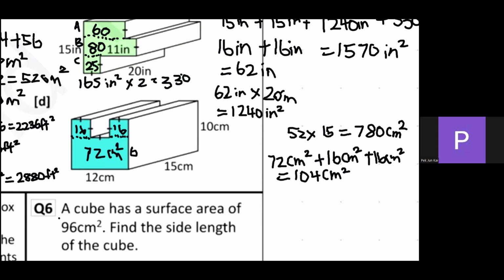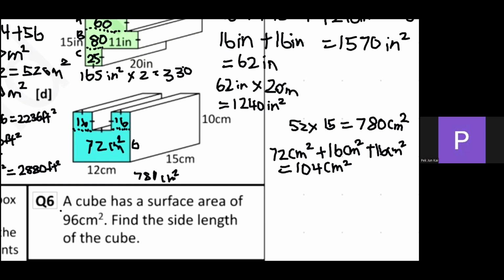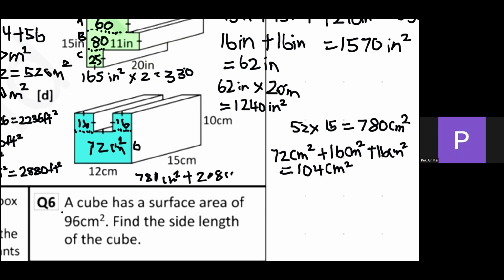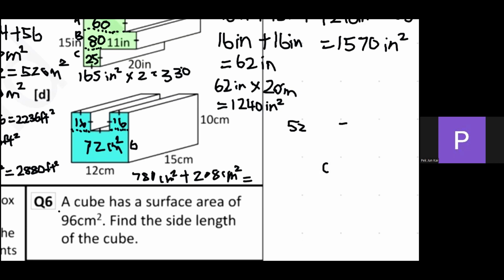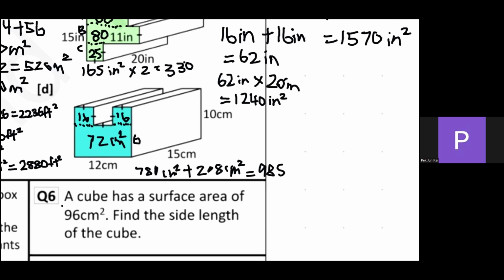So 780 centimeters square plus 208 centimeters square, we would get 988 centimeters square.